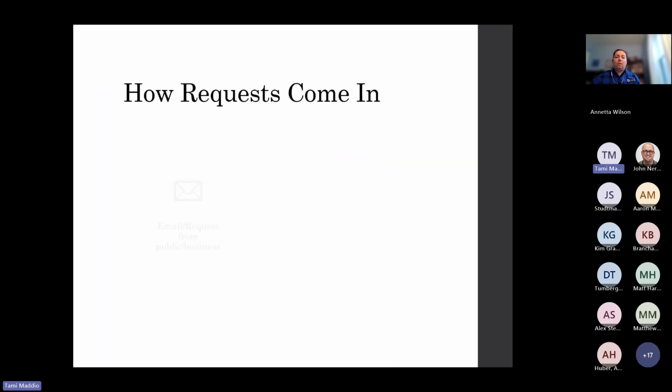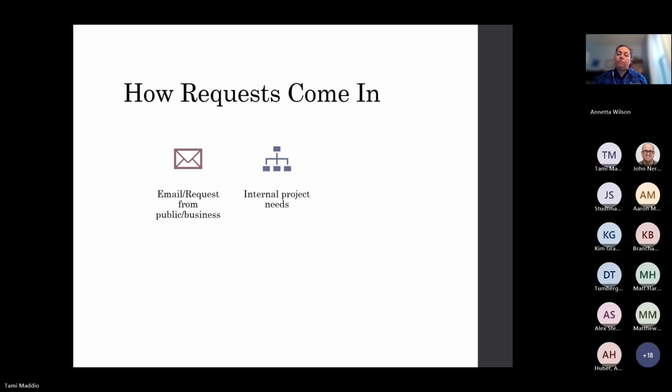How they're coming in is email, just an email from the public or a business or a contractor. Then there's internal project need. A lot of them come from our engineering department or someone who is doing a project for the city, and along with that comes some GIS data requests. Then the Gopher State One Call ticket system. Sometimes they are just requesting as-built or paper maps or other types of data for utility locate.